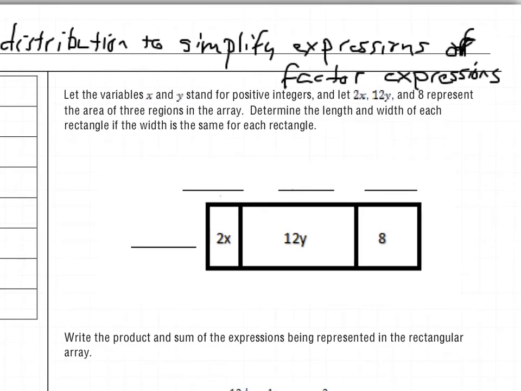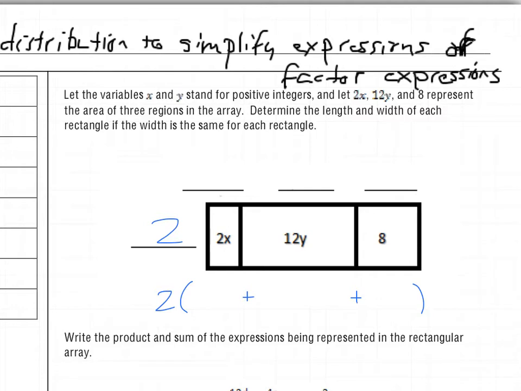Alright, here we've got an area model that's all put together, and what we need to do here is, we have the variables x and y standing for positive integers. So we've got an area model where we can add these things together, and it represents the area of the array below. So we want to determine the length and width of each of the rectangles. So we know that what we're looking at here is this value on the outside times whatever these common factors are in the middle are going to be these pieces up here. So we're looking for the common factor, which I already gave away here, is 2.